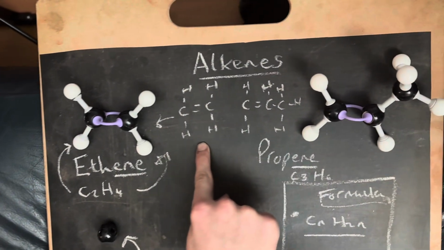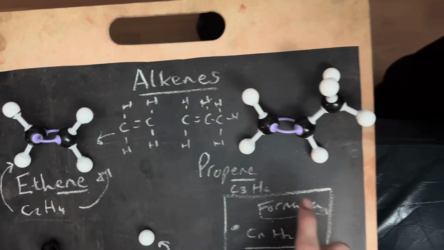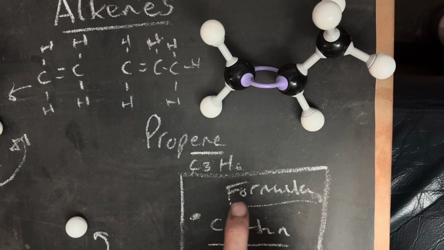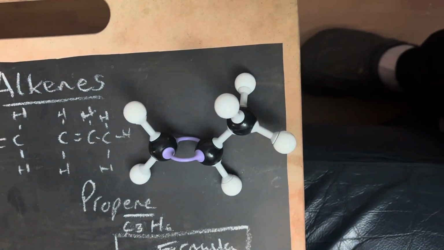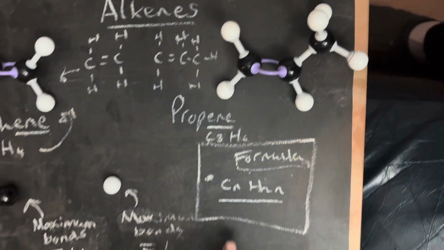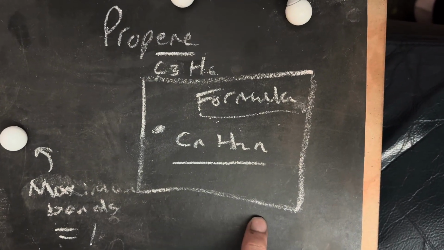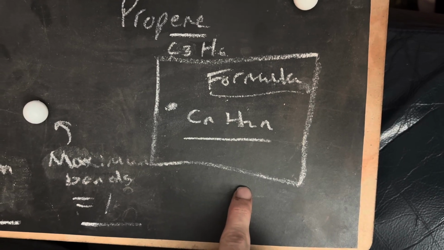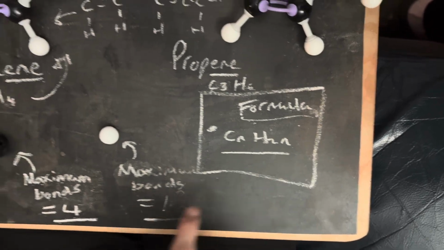This is its structural formula here. And then a more complicated version would be propene. This has 3 carbons and 6 hydrogens, represented by this molecule here. An alkene's formula is CnH2n. For every one C, there will be 2 H. As I say, C is black, H is white.